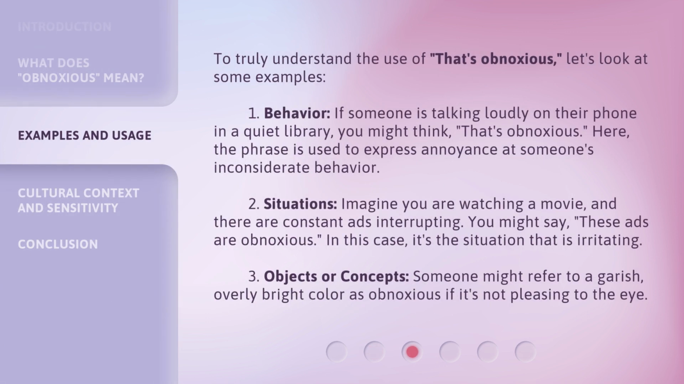To truly understand the use of "that's obnoxious," let's look at some examples. 1. Behavior. If someone is talking loudly on their phone in a quiet library, you might think, "That's obnoxious." Here, the phrase is used to express annoyance at someone's inconsiderate behavior.